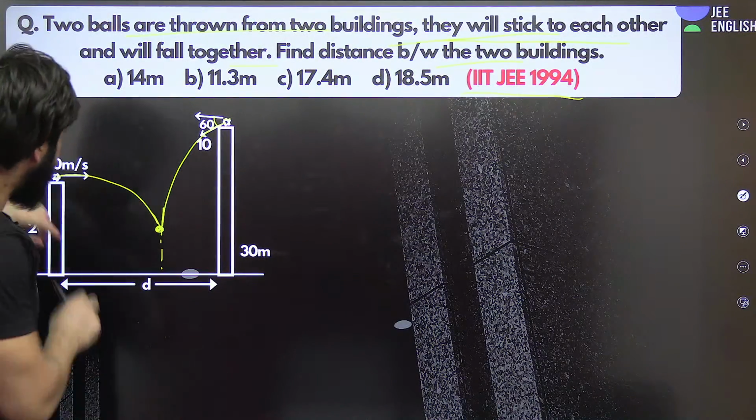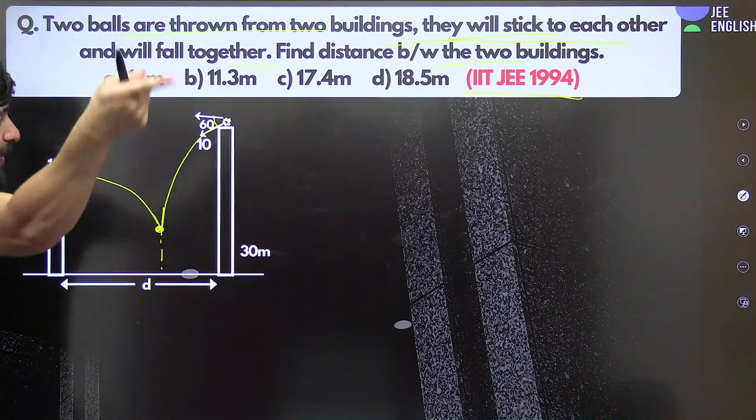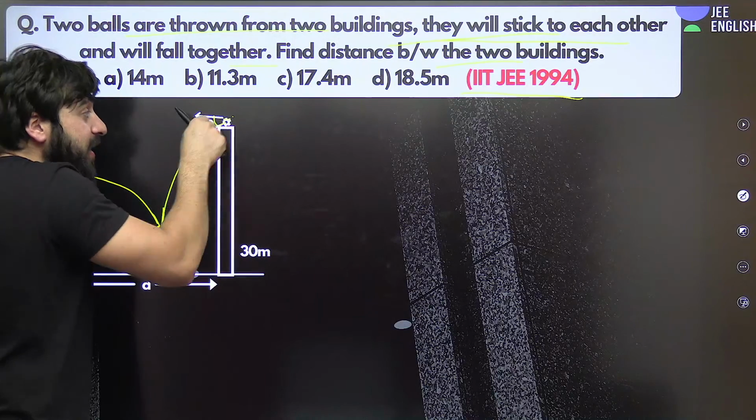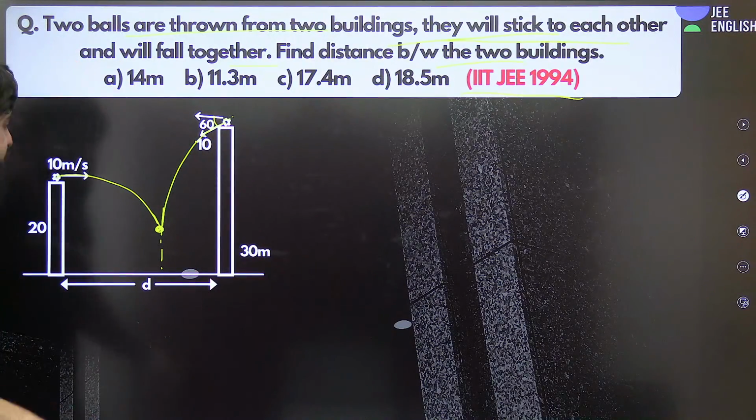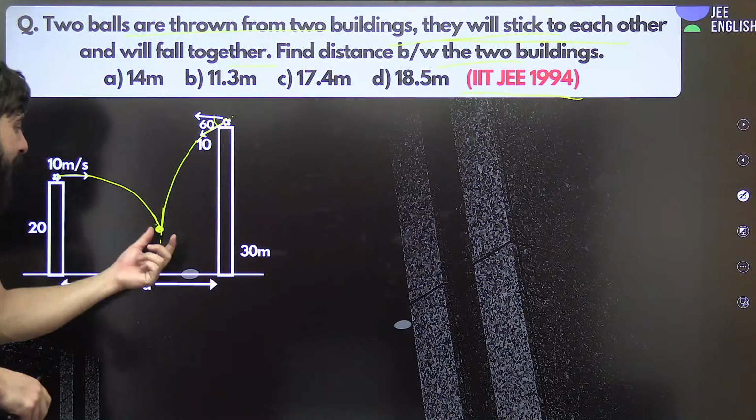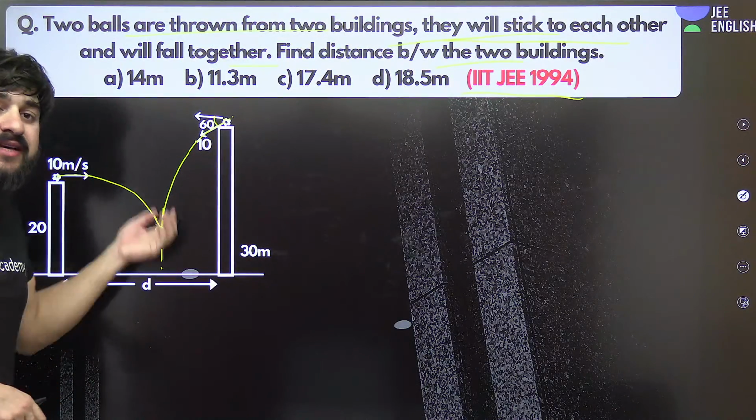This is given. The first ball is launched horizontally with 10 meters per second. The second ball is launched with the same 10 meters per second, but at some angle with the horizontal, that is 60 degrees. And they will come and meet at this point. They will collide with each other and then start falling together.